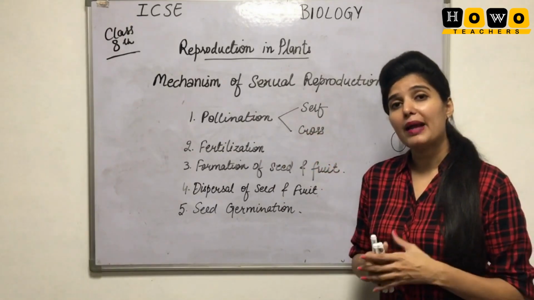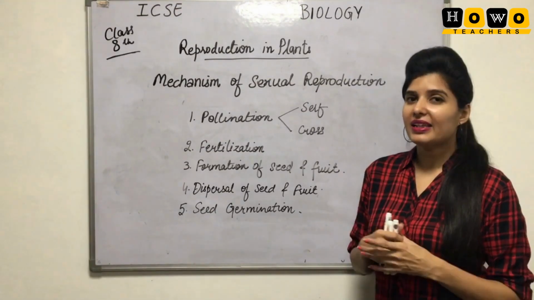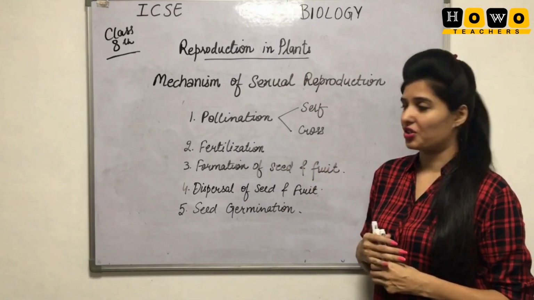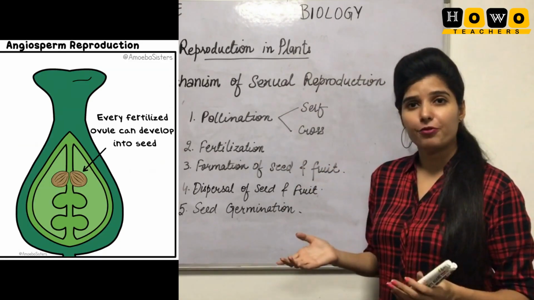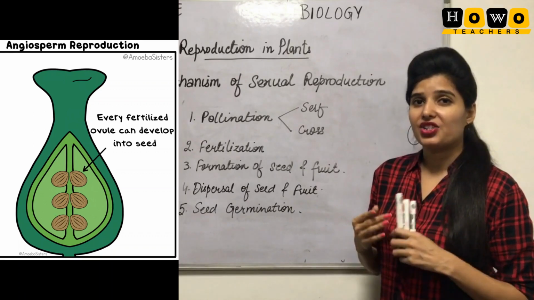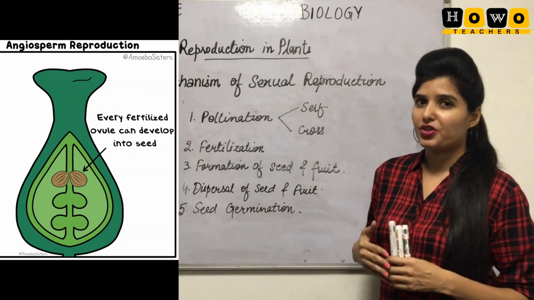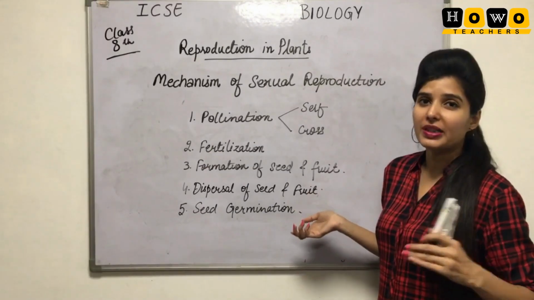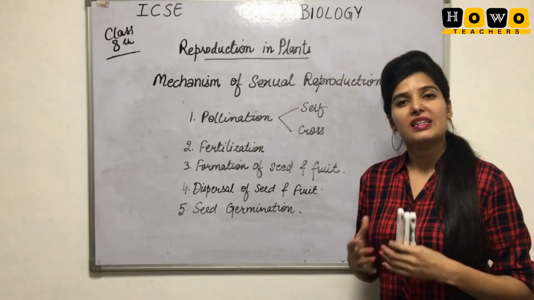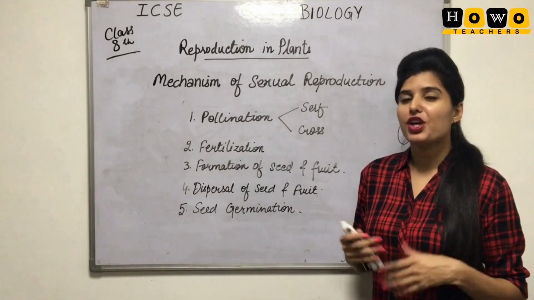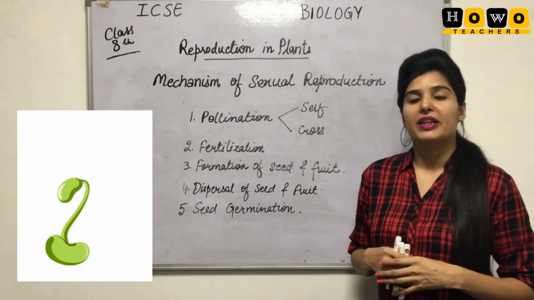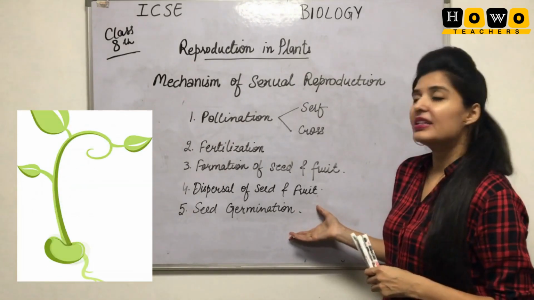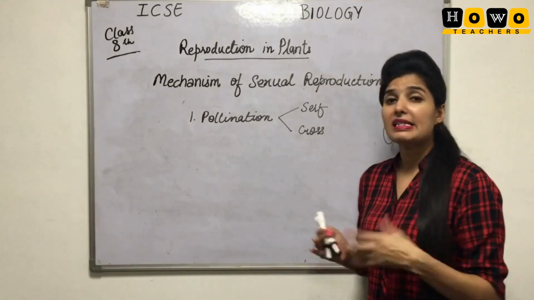When the male gamete reaches the female gamete, there is the mixing of the two gametes, that is fertilization. After fertilization, there will be the formation of seed and fruit. After the formation, they need to be dispersed, and once the seed and fruits are dispersed, from the seeds there will be the development of a new plant, and that is the seed germination process.